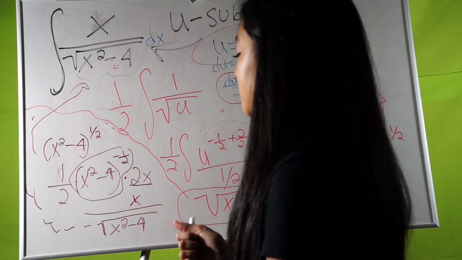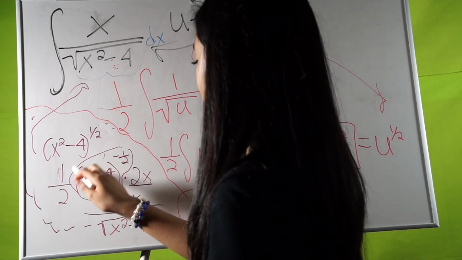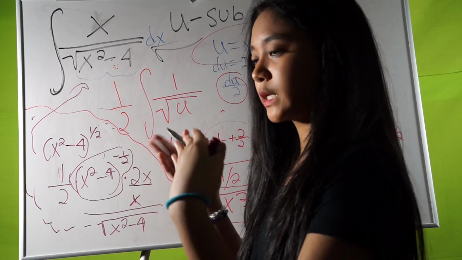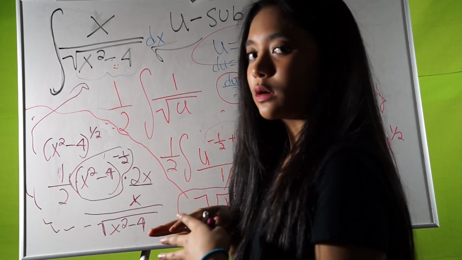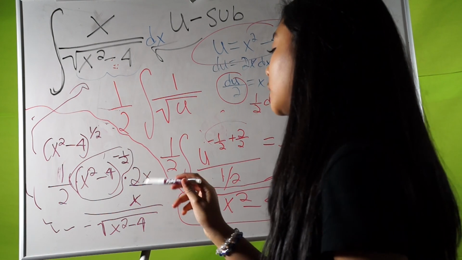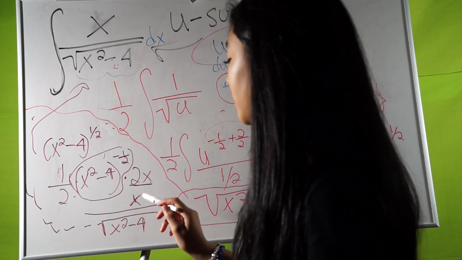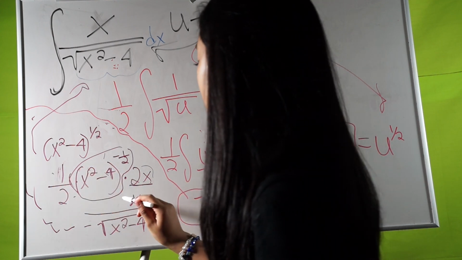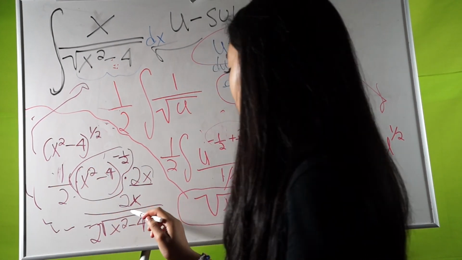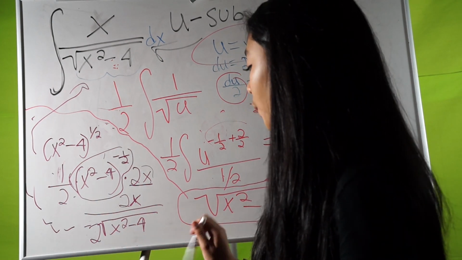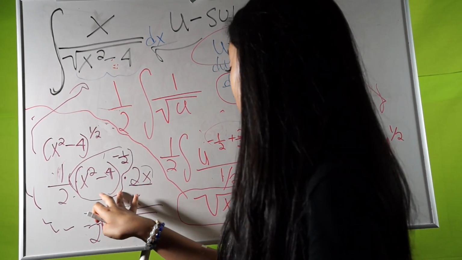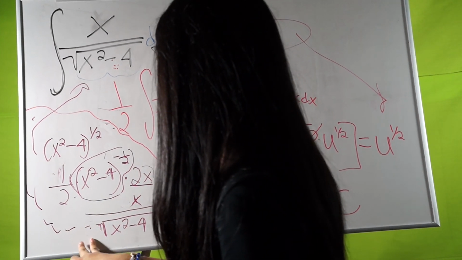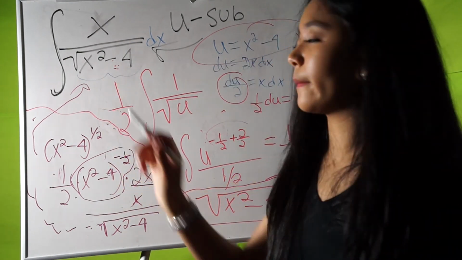And then remember, since this whole thing is raised to a negative power, it's going to be below. It's going to be in the denominator. That's the word I was looking for. So it's going to be here. And then this 2x just stays on the numerator. And you're going to be left with 2x all over the 2 square root of x squared minus 4. And I want to be neat, so I'm going to take away these 2's. And as you can see, we're back to our original problem.